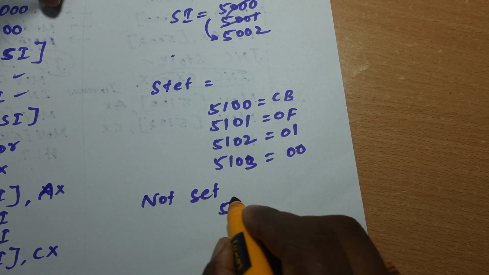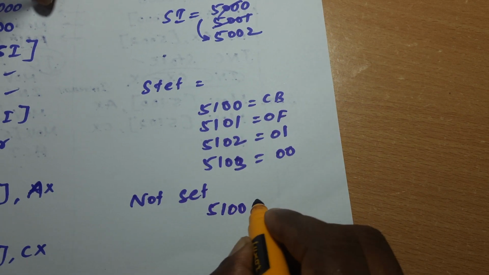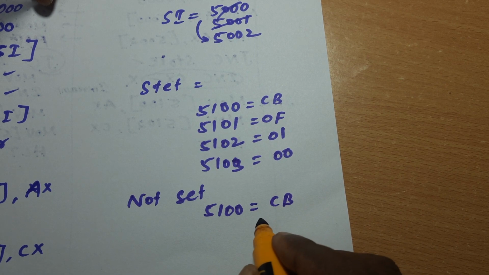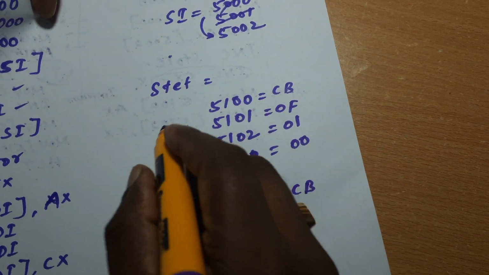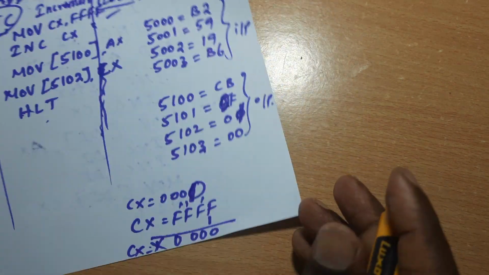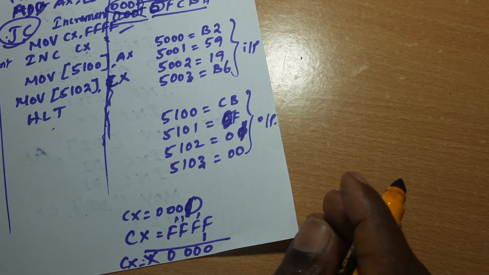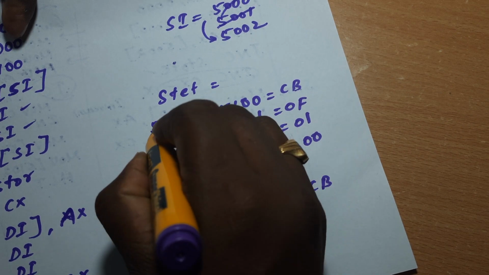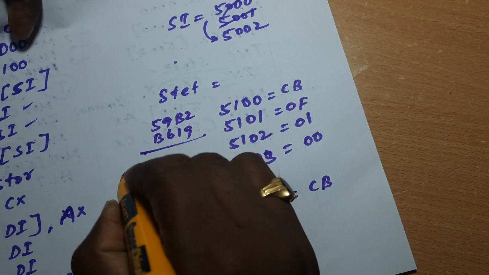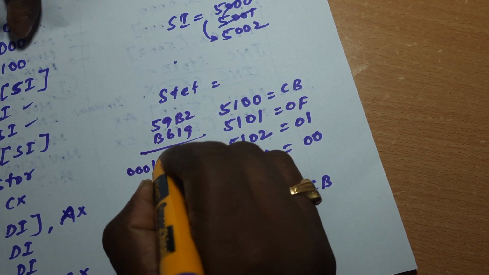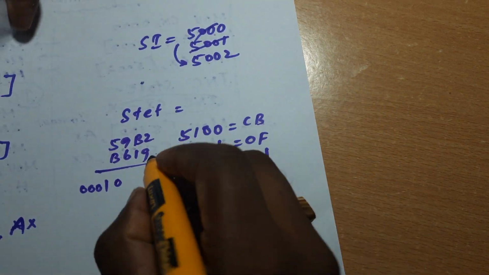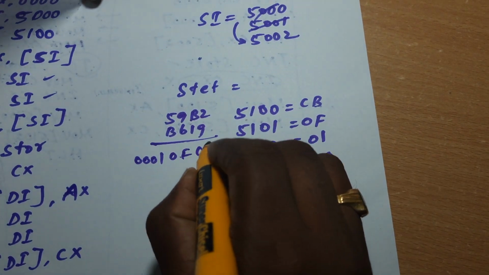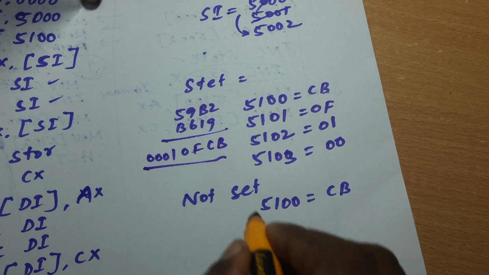If carry is not set in your input, what would the output be for such an input? 5100 is CB. For the input 59B2 B619, the output would be 0001 and 0FCB.